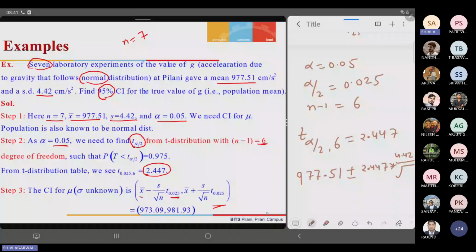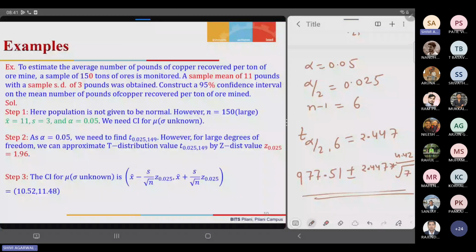So this is another example: to estimate the average number of pounds of copper recovered per ton of ore mined. A sample of 150 tons of ore is monitored.